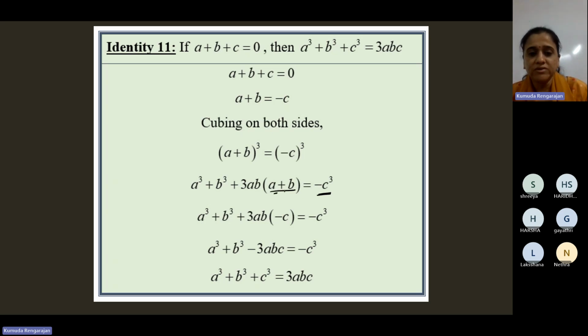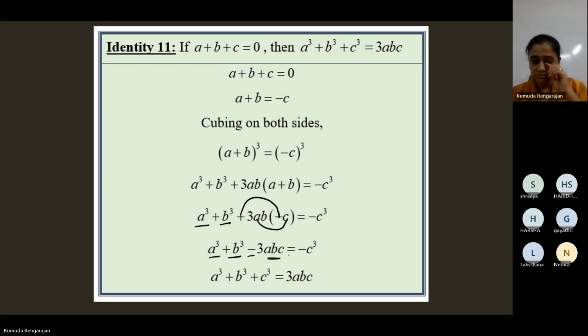Now we know that a plus b is equal to minus c. So here, instead of a plus b, we use minus c, because a plus b is equal to minus c. So now we have a cube plus b cube, plus into minus is minus, 3ab into c is 3abc, is equal to minus c cube.